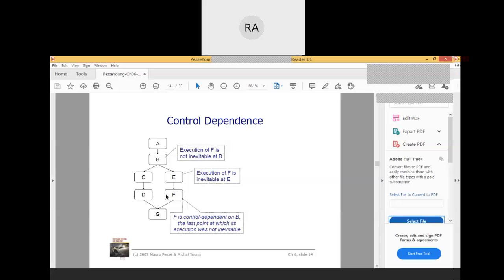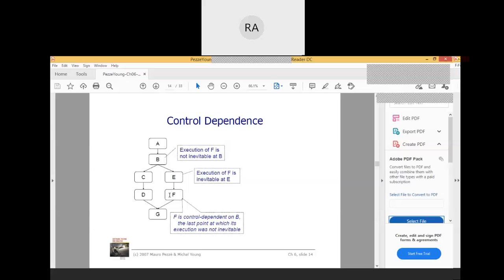That's why F is indirectly controlled. F's execution is controlled by the execution of B. After B, E gets evaluated or C is executed. Either one of them gets executed based on the condition evaluation. So at this point, you don't know whether F will be carried out or not. But in order to execute F, B has to be completed. That's what they're telling you. So F is control dependent on B. B is in turn controlling the execution of F.